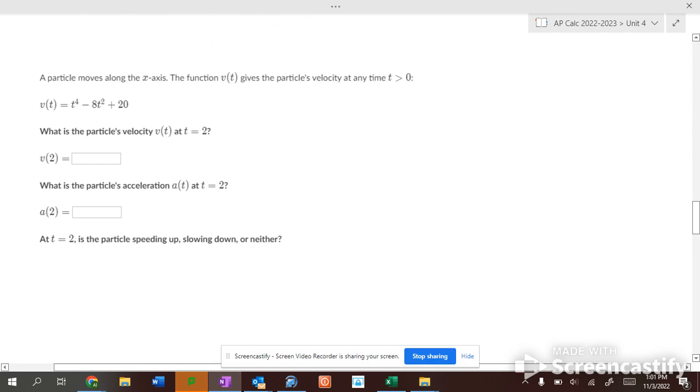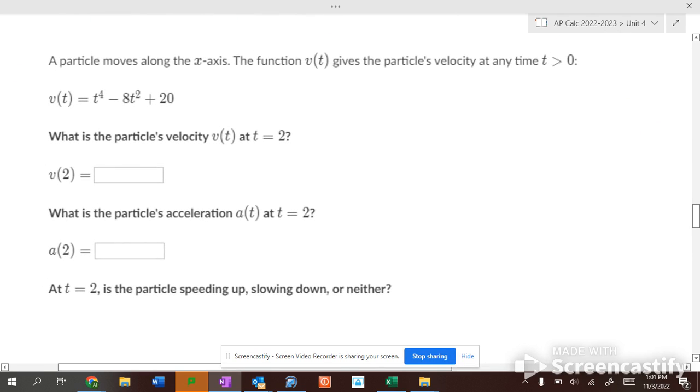Then we look at this function. Okay, here's a particle. V sub t is the what of the particle? Position, velocity, or acceleration? What do you think V sub t would be? Velocity. Okay. So what is the velocity at 2 seconds? Well, you just stick a 2 in here. 2 to the 4th minus 8 times 2 squared plus 20. 2 to the 4th is 16. This is 32 plus 20 is what? Like 4?